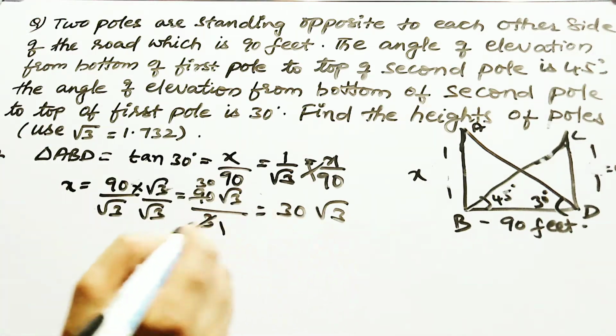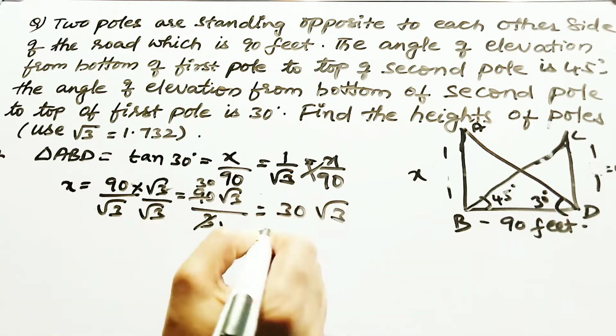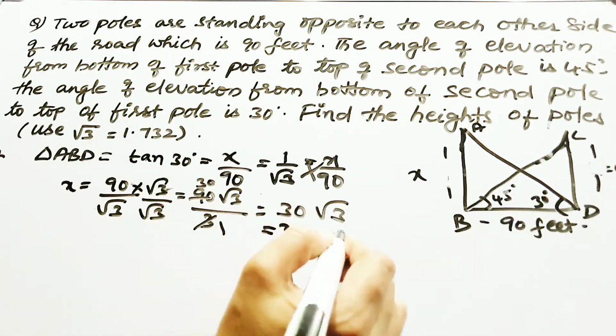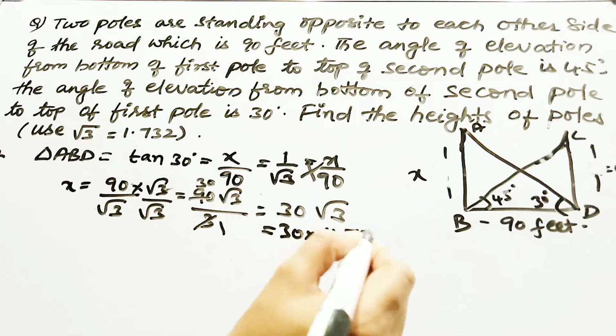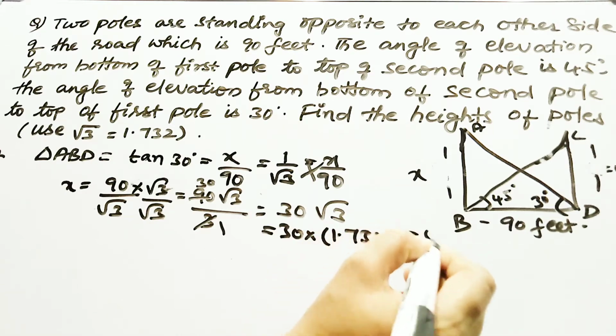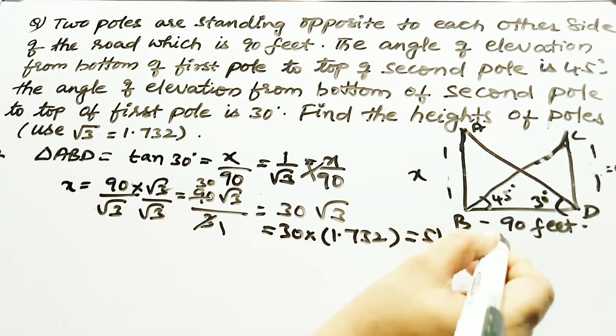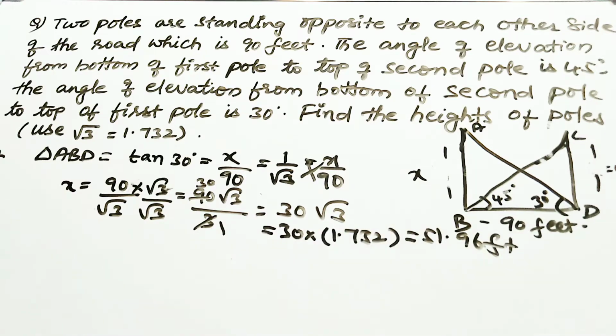Just substitute the root 3 value. 30 into 1.732, you will get 51.96 feet. Because it is given as feet, you have to write feet. If it is meter, you have to write meter. So let's do another.